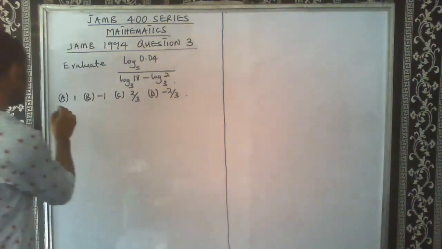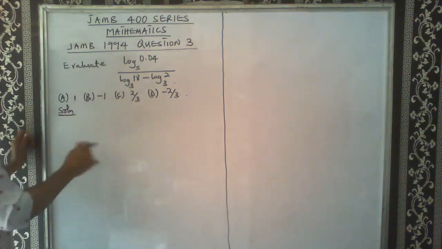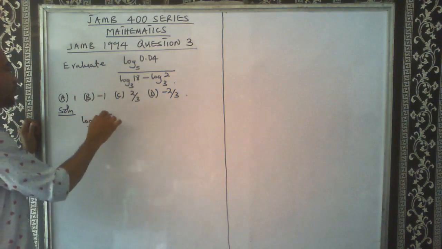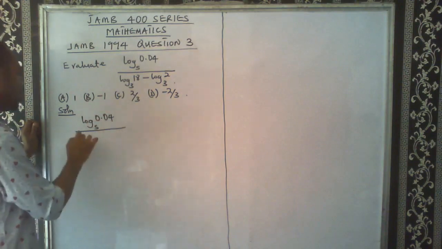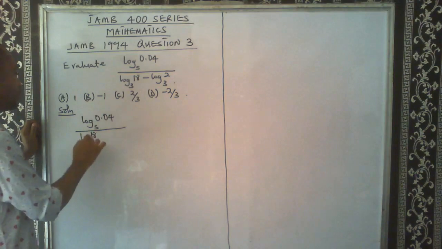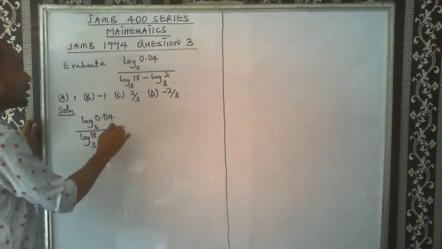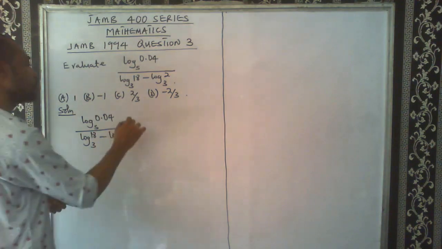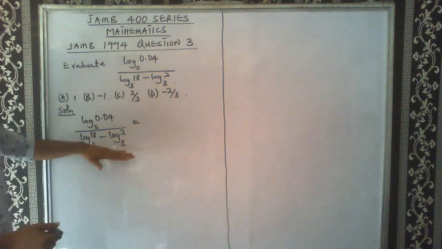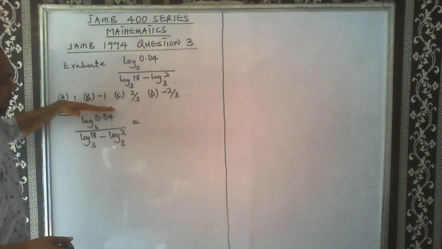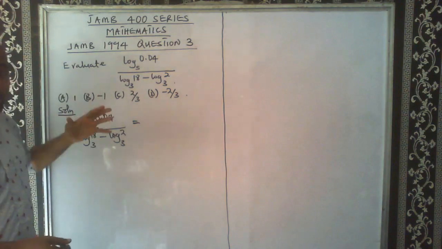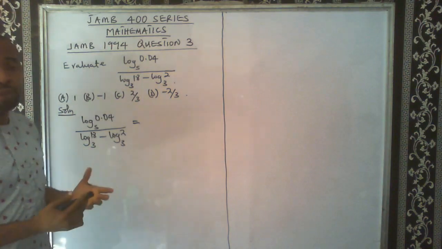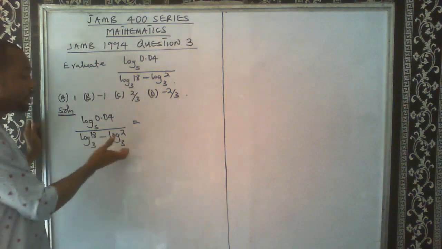If we want to solve this problem, we have rules or steps that we need to take. So let's look at the question. Log 0.04 base 5, all upon log 18 base 3 minus log 2. The first thing that we have to do here is to ensure that the term on the numerator is just a single term, and also the terms on the denominator will be single terms. But here we have two logarithmic terms.